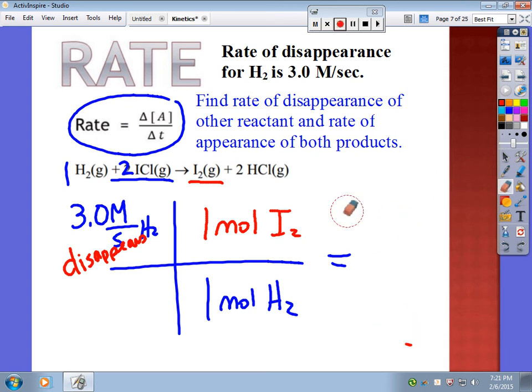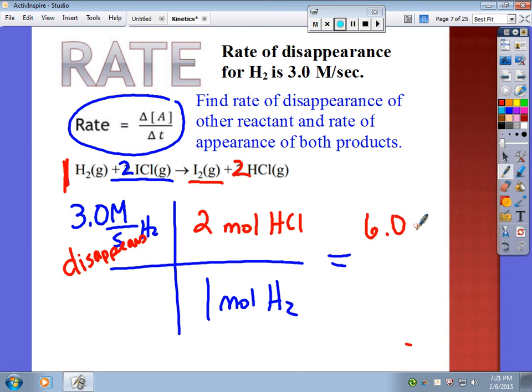So let's look at the HCl. Now, if you're looking at this and thinking about it, you know that hydrogen is going at a rate of 1, and HCl is being formed at a rate of twice as much as this is going away. So you know indeed that it's going to be twice as much. It's going to be 6 molarity per second. That's how much it appears. And if I was doing that mathematically, I'd show that as a positive.